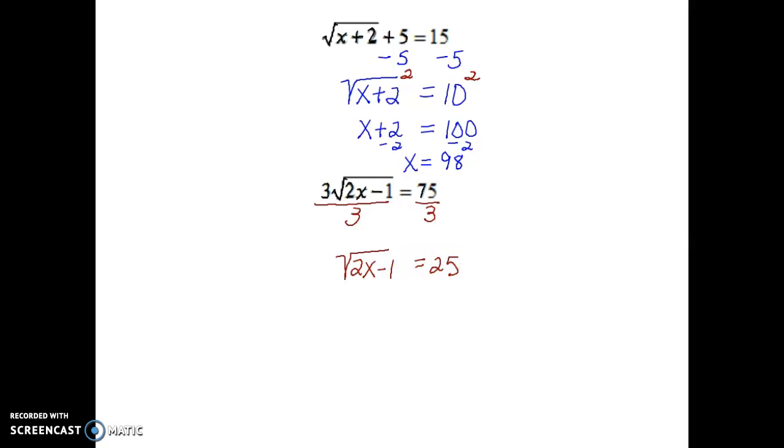Once my square root's by itself, I can apply its inverse by raising it to the second power, but once again, remember you need to do that to both sides. Once I do that, I would just have the value 2x minus 1 would equal my 25 squared.